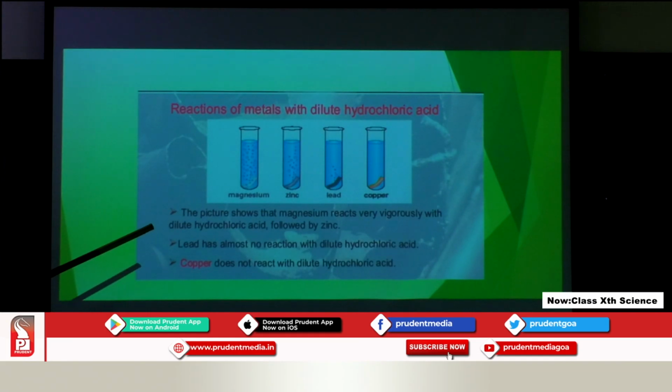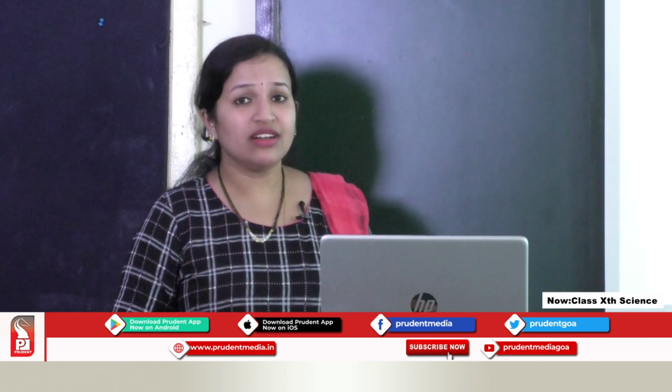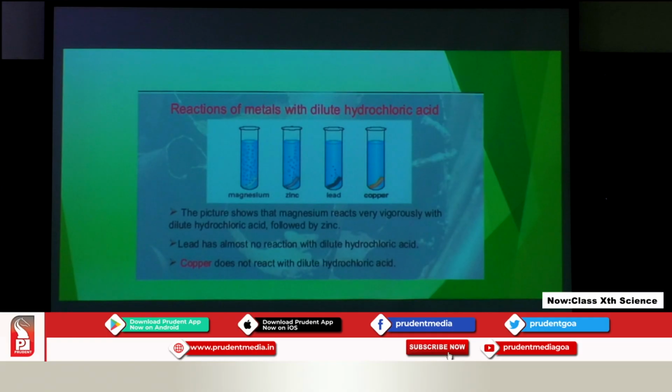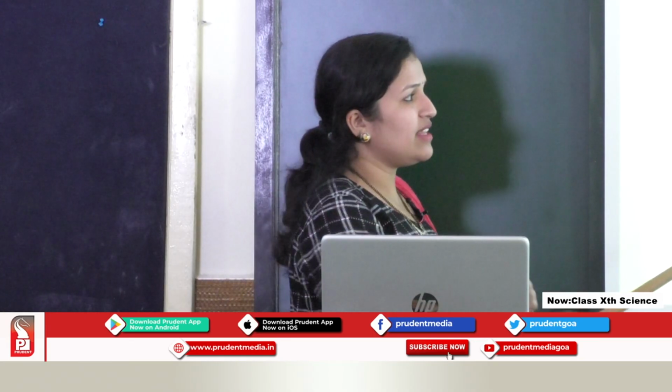As soon as hydrochloric acid is added to the test tube, it is seen that magnesium reacts vigorously with the HCl. How do we come to know? We come to know because of the formation of bubbles. Bubbles tell us that a reaction has taken place. A little less reaction takes place in the case of zinc. Zinc is not reacting as violently as compared to magnesium.